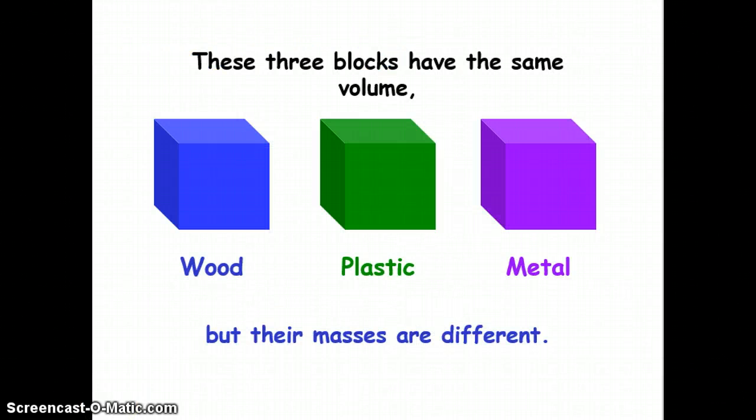These three blocks have the same volume. One is wood, one is plastic, and one is metal. But their masses are very different. The metal has the greatest mass per volume, so we would say that it is more dense.